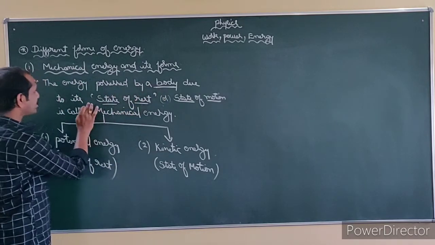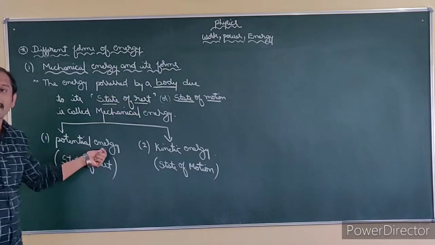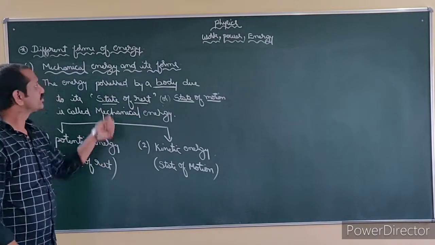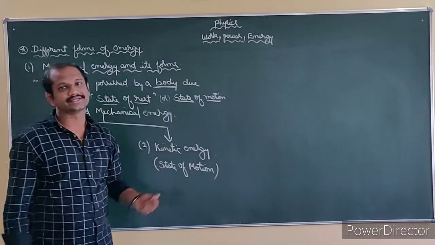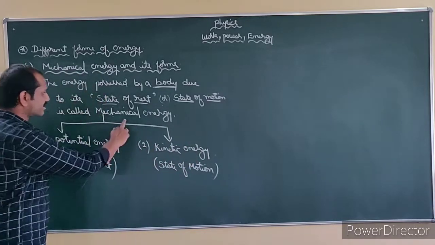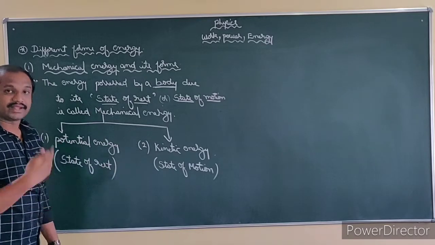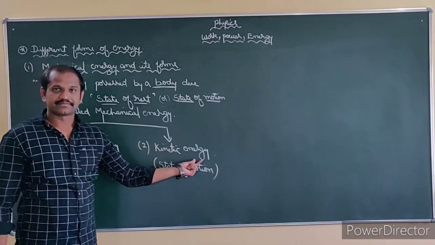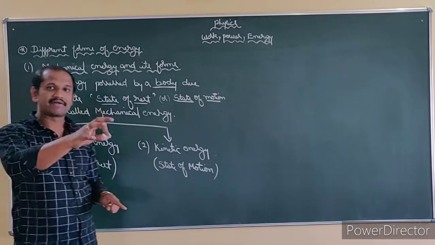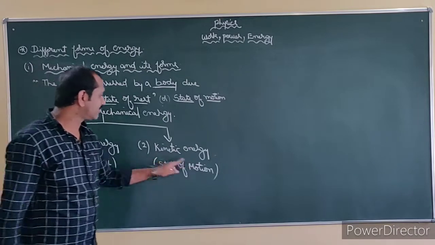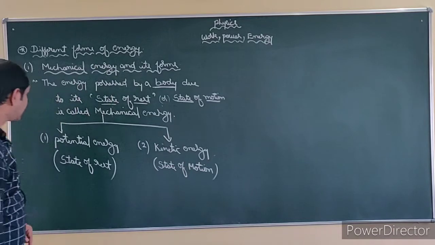The energy possessed by a body due to its state of rest. If mechanical energy is in state of rest, it means it is having what energy? Potential energy. If mechanical energy is in a state of motion, it is having what type of energy? Kinetic energy. Both are derived from which energy? Mechanical energy. When will it be potential and when will it be kinetic? The body, if it is in state of rest, will come under potential energy. If it is in state of motion, it is having kinetic energy.